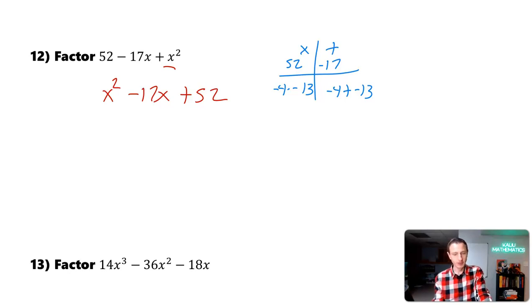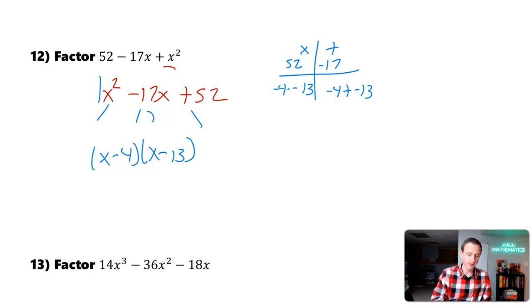And I don't even have to use the AC method, so I'm not going to bring down and replace. I'm just going to rewrite this as x minus 4 times x minus 13. Whenever that a term is just 1, you don't have to do the AC method. You can, you're just doing extra steps. Not necessary.